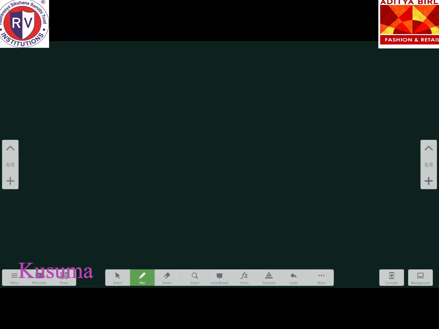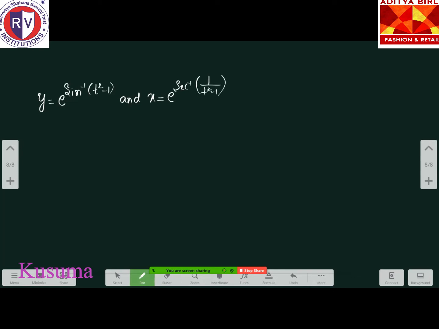Next question. If y is equal to e to the power of sine inverse t square minus 1 and x equals e to the power of secant inverse 1 by t square minus 1, then dy by dx equals, options are x by y, minus y by x, y by x, minus x by y.